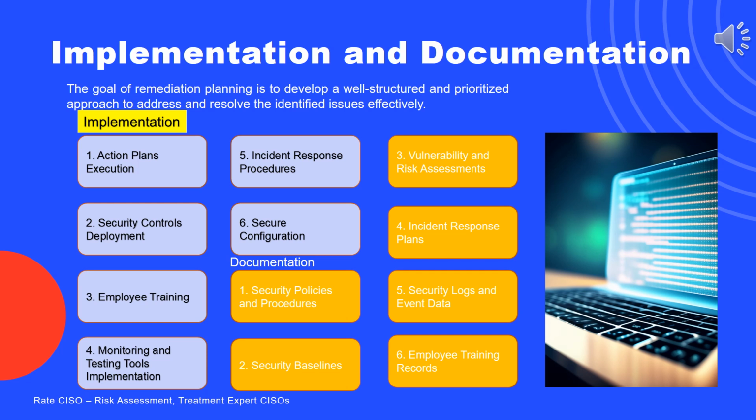Implementation and documentation are critical aspects of any information security initiative, including the deployment of security measures, policies, and procedures. Proper implementation ensures that security controls are put into action effectively, while documentation ensures that all relevant information is recorded, accessible, and usable for various purposes. Here's a breakdown of implementation and documentation in information security.